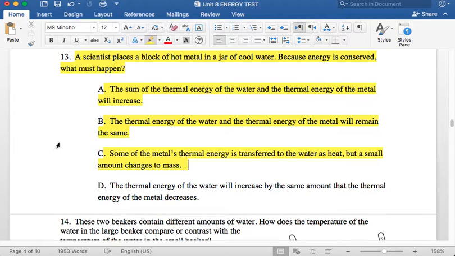C, some of the metal's thermal energy is transferred to the water as heat, but a small amount changes to mass. D, the thermal energy of the water will increase by the same amount that the thermal energy of the metal decreases.